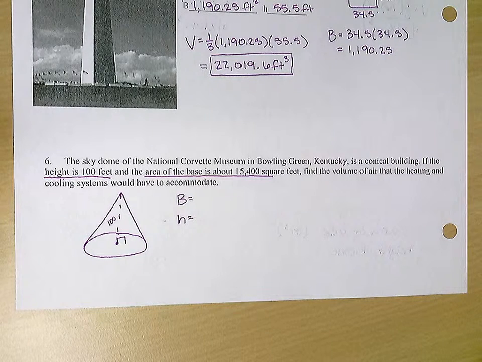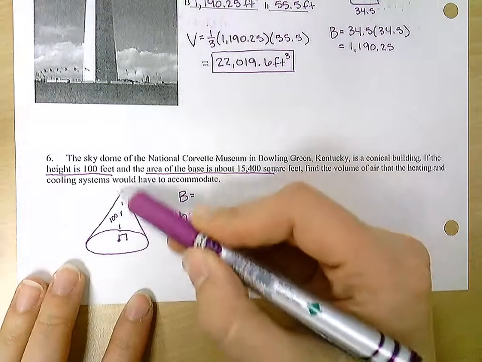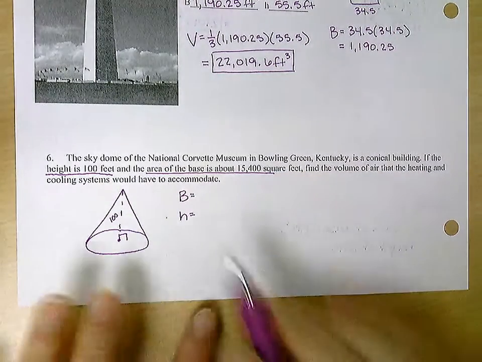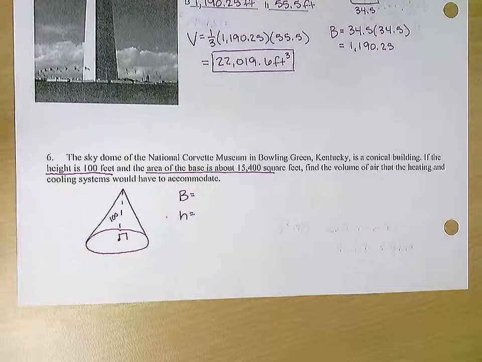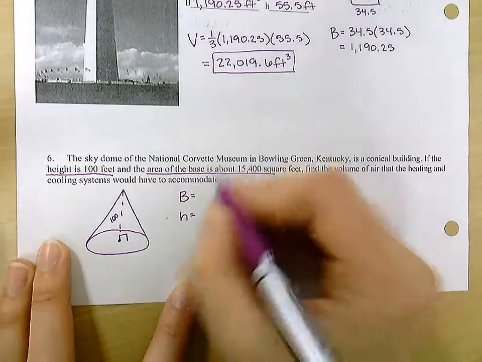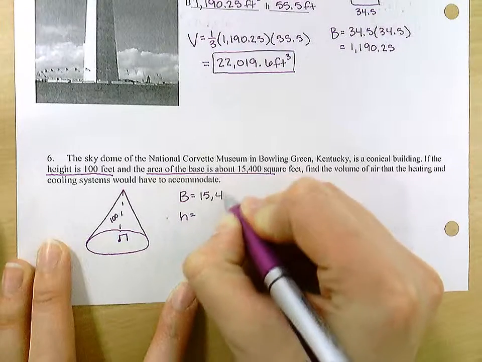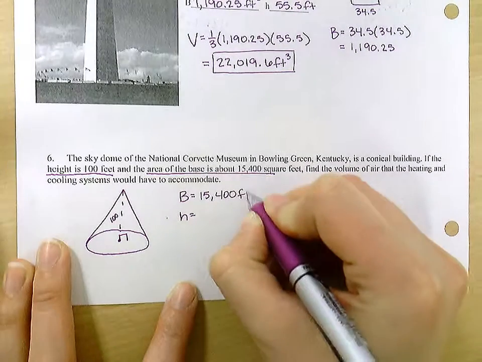All right, so looking at number 6, conical building means it's in the shape of a cone. The height of this building is 100 feet, so that's what I labeled here. And you were given the area of the base is about 15,400 square feet. That is your capital B value. You don't have to find the capital B value. They already gave you the area of the base. So capital B would be 15,400 feet squared.